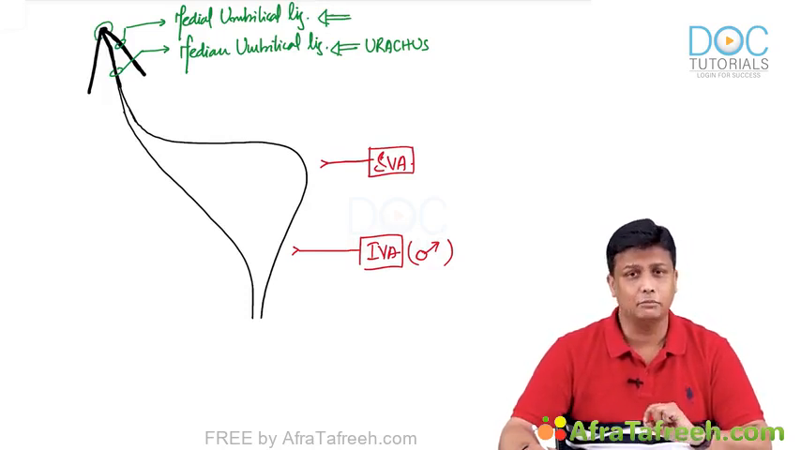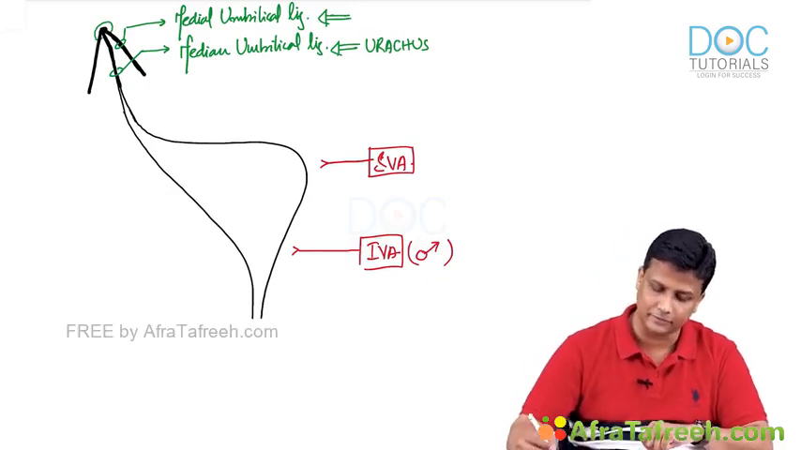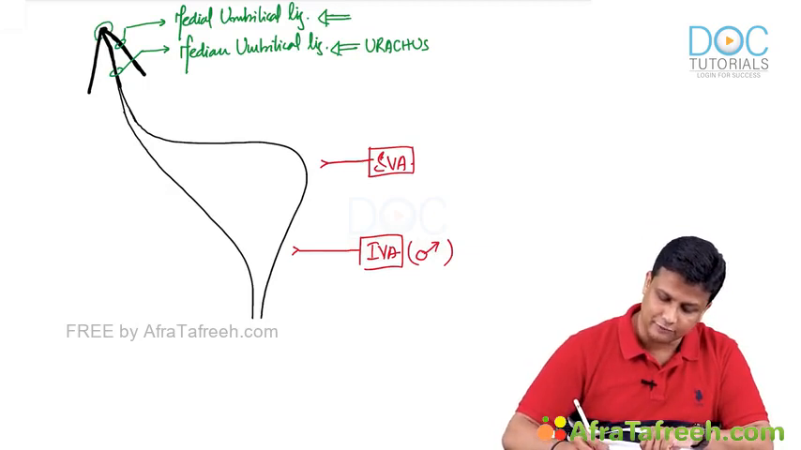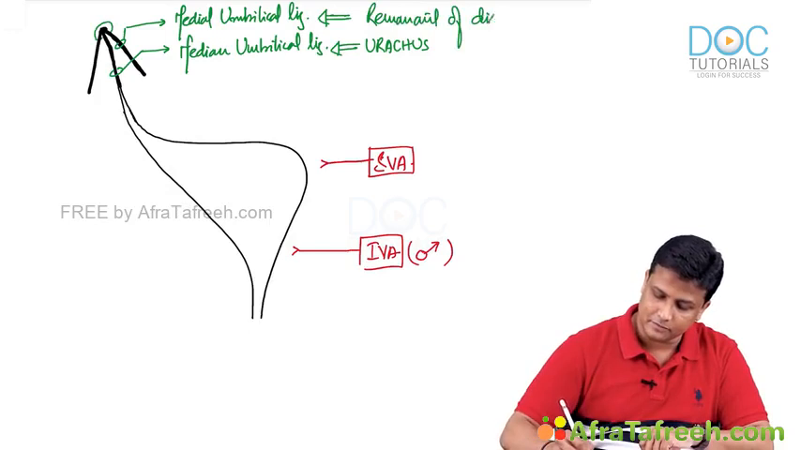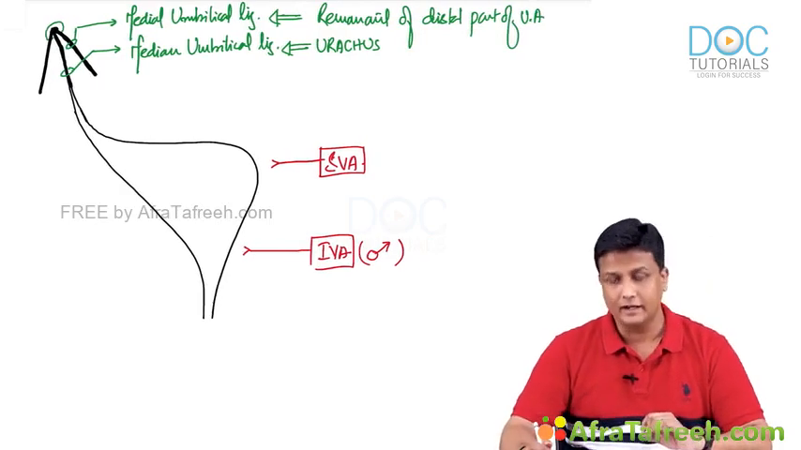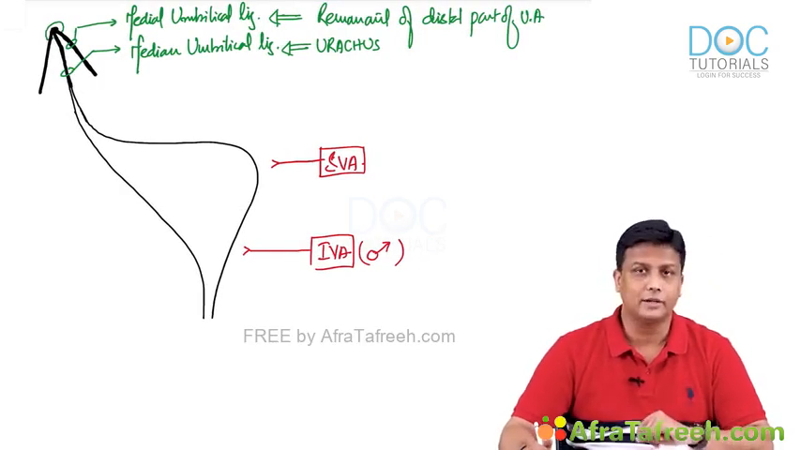But in the exam, they are more specific whether it is a remnant of the proximal part or the distal part of the umbilical artery. Remember, the medial umbilical ligament is a remnant of the distal part of the umbilical artery, guys. So the medial umbilical ligament is actually a remnant of the distal part of the umbilical artery.